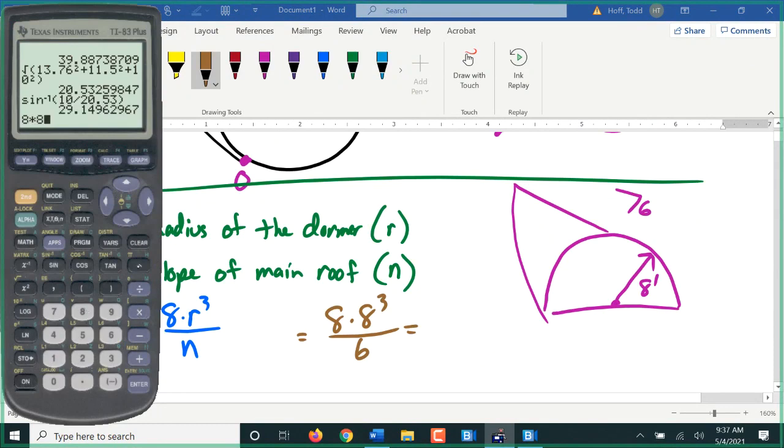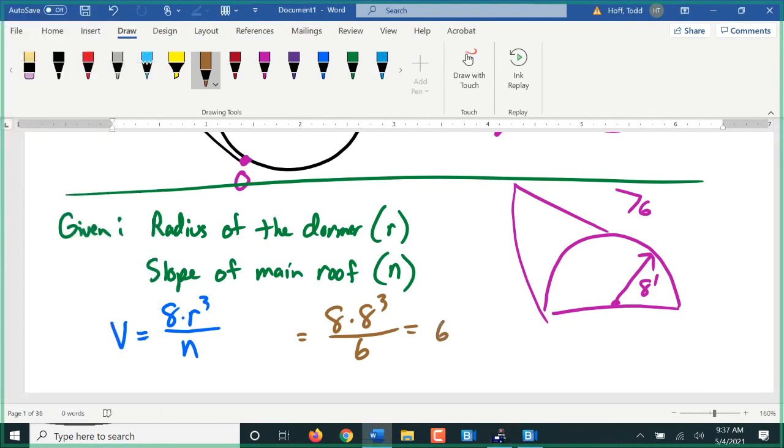So 8 times 8 cubed divided by 6 gives us 682.67. Now the units, this radius was given in feet. So this unit is going to be in cubic feet.